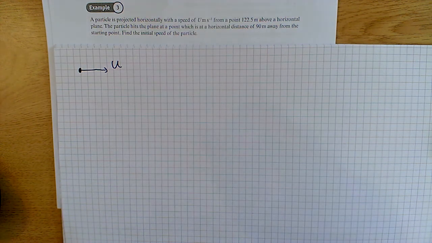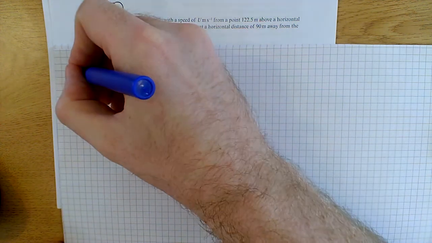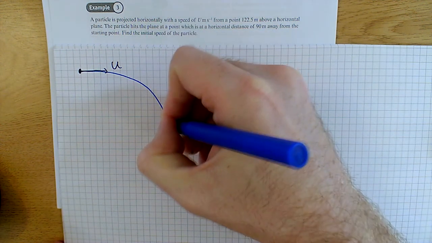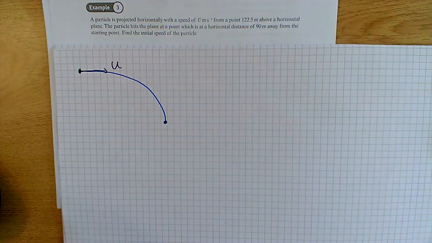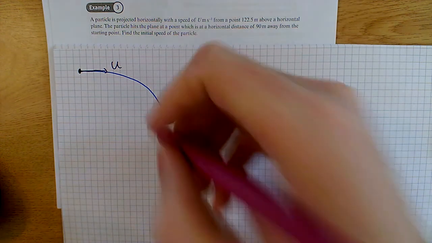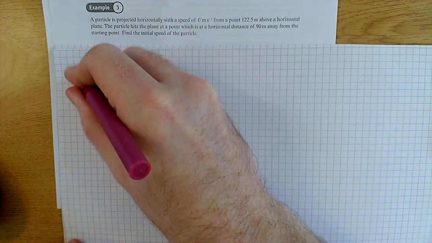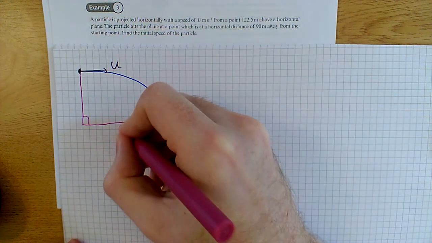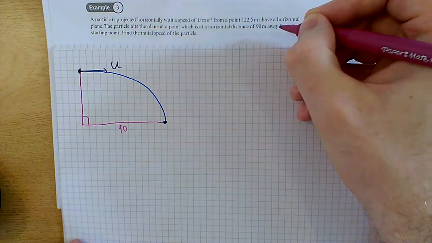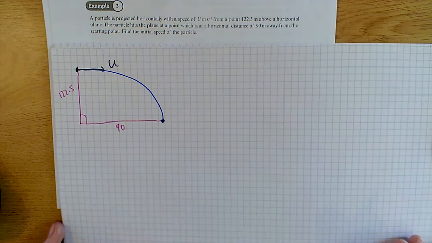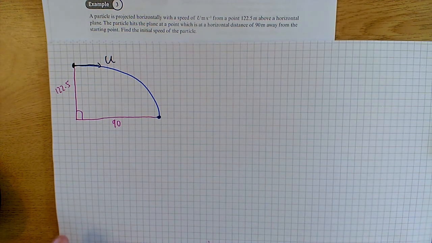And we're going to have a curve coming down until it tells us that it hits the plane at a point which is 90 meters of a horizontal distance away from the starting point. So if we draw this across and we draw this up, it's telling us that this is 90, and it's also telling us that we started 122.5 above the initial. So that's the first step, being able to draw the diagram.